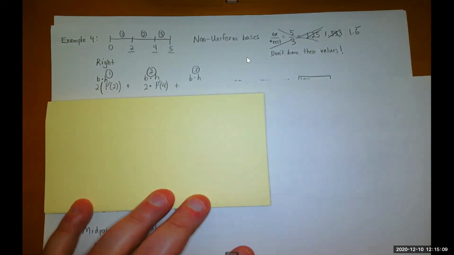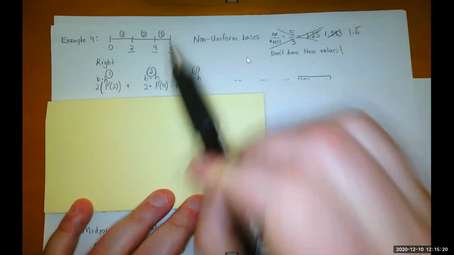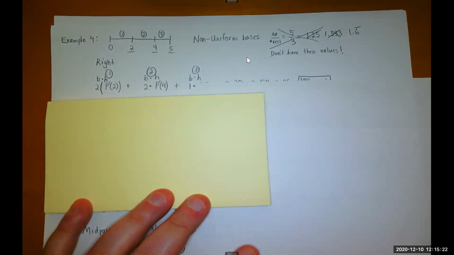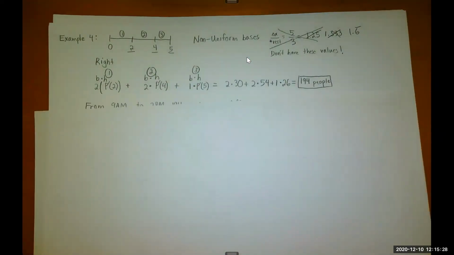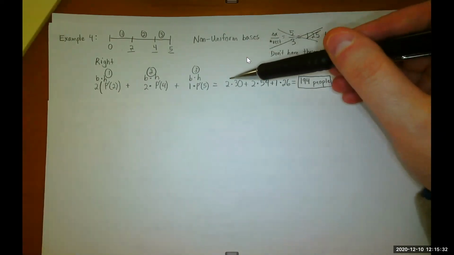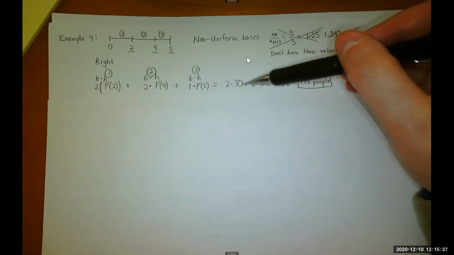So we've got one rectangle with a base of 2, a second rectangle with a base of 2. The third rectangle has a base of 1. How come? Because we're going from 4 to 5. That's only 1 unit. The height is going to be on the right-hand side from 4 to 5, or 5. So my first rectangle is going to be base 2 times height 30. The 30 comes from looking at the table at 2.